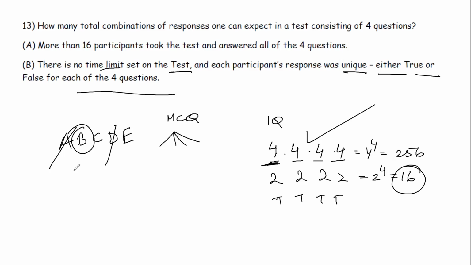The statement A's importance out here is whether or not all questions were answered. So all the questions were answered. That is what A is saying, but B is also stating it, in other words. It's saying that each participant's response was unique, true or false. So that's why A is not important. And that's why C cannot be the answer. B itself is the answer. Okay.